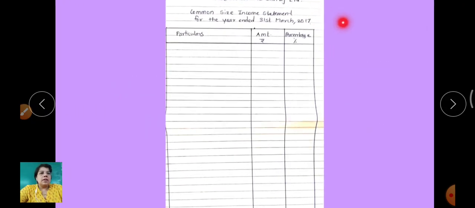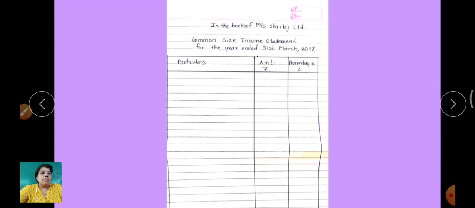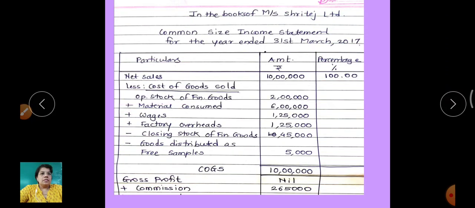So now we have to draw the common size income statement. Give the heading: in the books of Messrs Ritesh Limited, common size income statement for the year ended 31st March 2017. First the particulars column, then the amount column in rupees, and the percentage column. If any negative amount is there, we will put a bracket for that. So first of all, we will record the net sales, which will be treated as 100%.